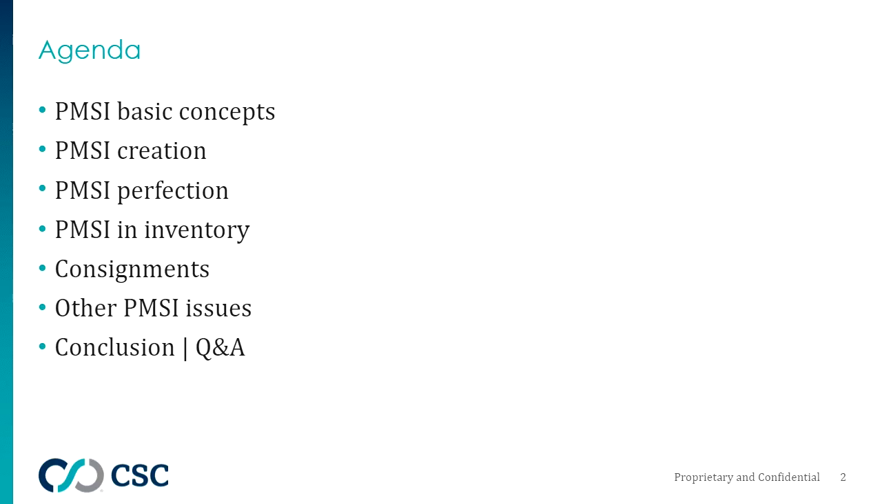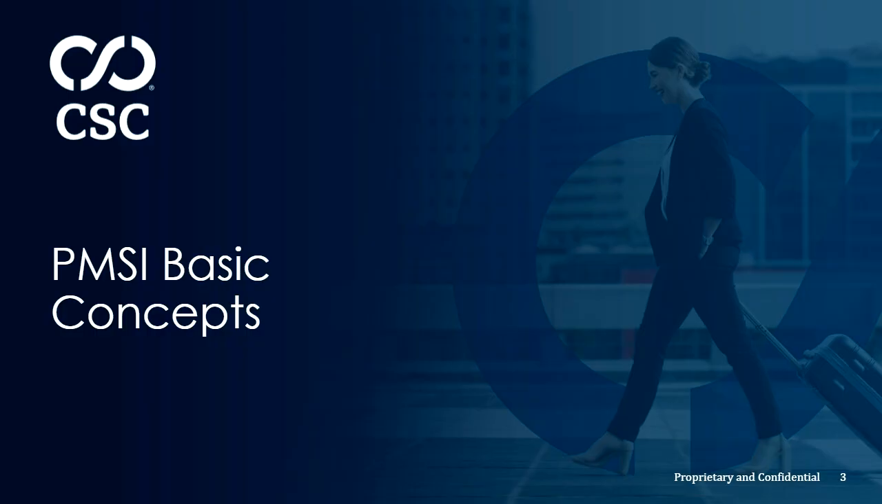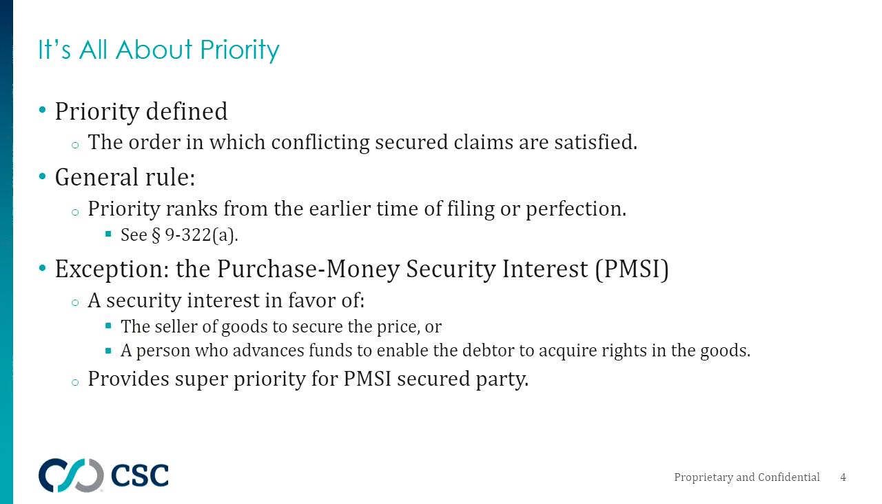So with that, I'm going to get started with the basic concepts about the purchase money security interest. The most important thing to remember is that it's all about priority. Priority is the order in which conflicting security interests are satisfied. The courts need an orderly method in order to do that, and so Article 9 has priority rules that tell the courts who gets what if the debtor defaults.